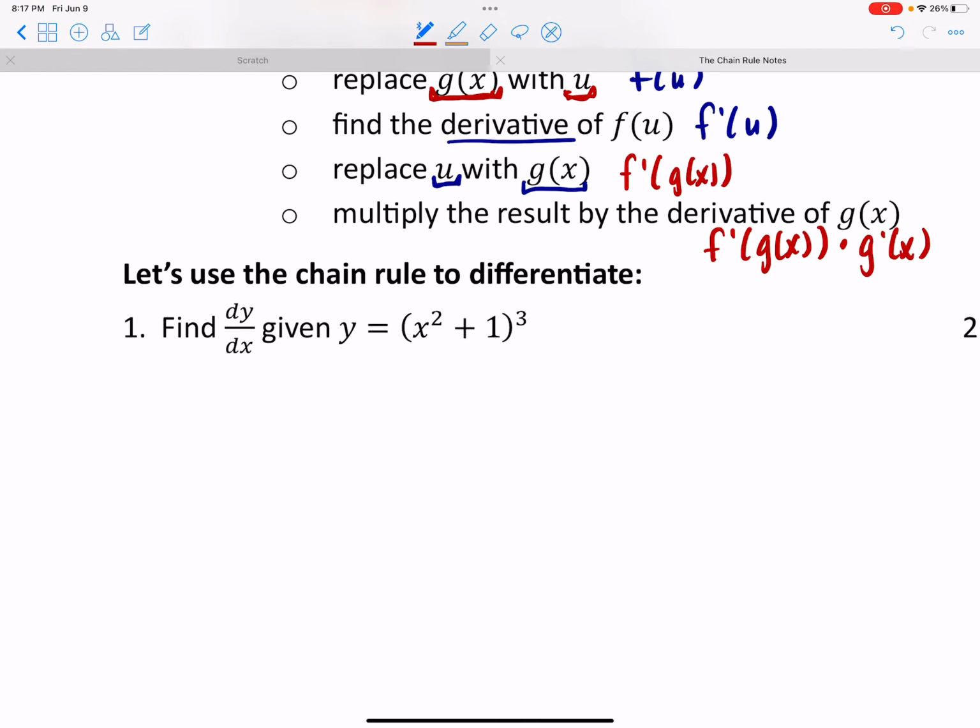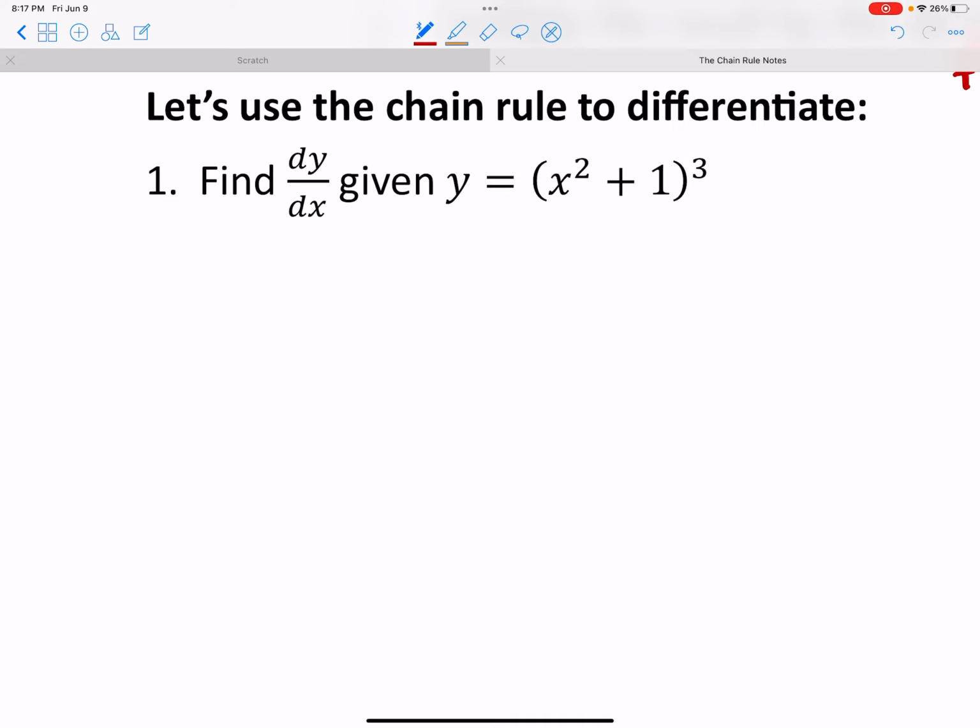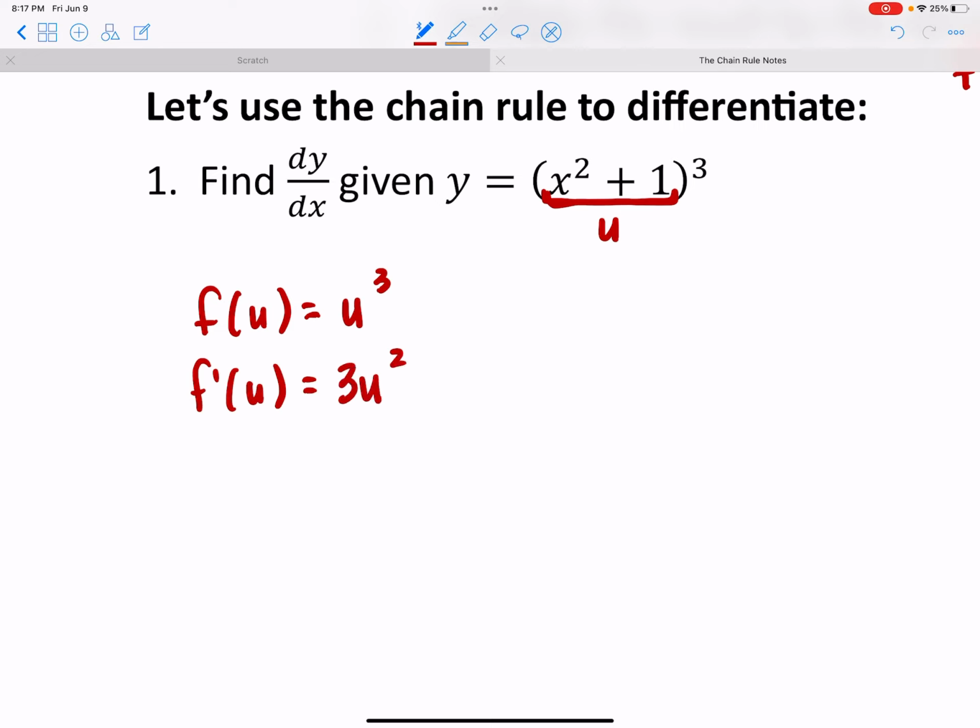Okay, so let's try it out. We're going to try to use the chain rule, try to use those steps to find the derivative here, again, because I don't want to necessarily cube this in order to use my power rule. So first, I'm going to replace my inner function, which I can see here is x squared plus 1, with u. So I'm going to say my outer function, f of u, is, instead of x squared plus 1 cubed, it's u cubed. Because that's really easy to differentiate. I can use my power rule here and call this 3u squared. Remember, multiply and subtract 1 from the exponent.